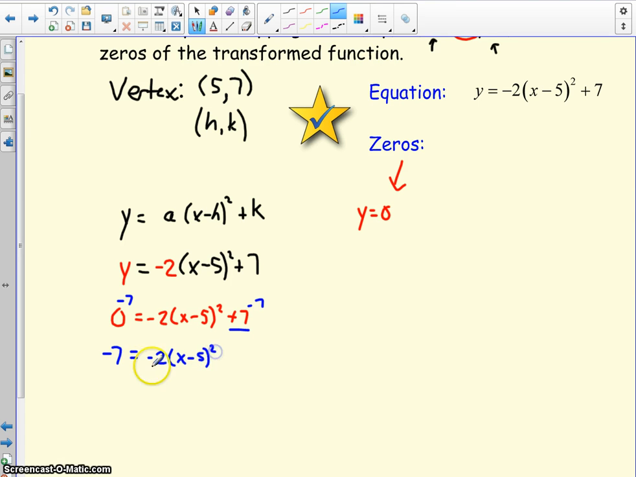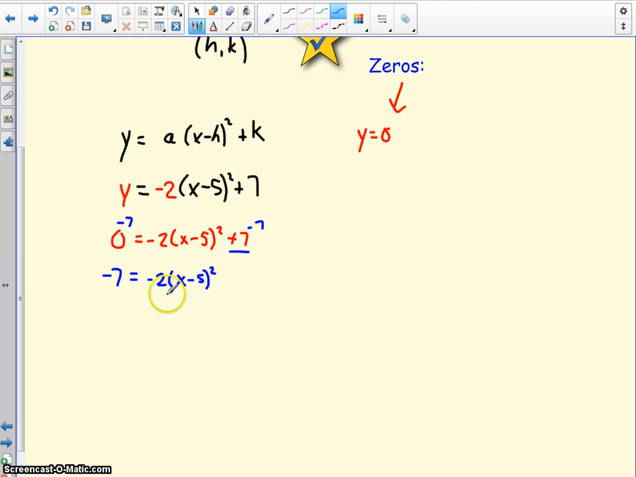Okay, and again, I'm going to start solving for x piece by piece. So I've subtracted 7 from both sides. I can't take the square root yet because this negative 2 doesn't have that squared. So I'm going to divide both sides of the equation by negative 2. So now on the left side I have 7 over 2, and on the right side I just have x minus 5 all squared. Okay, and now I can take the square root of both sides of the equation.